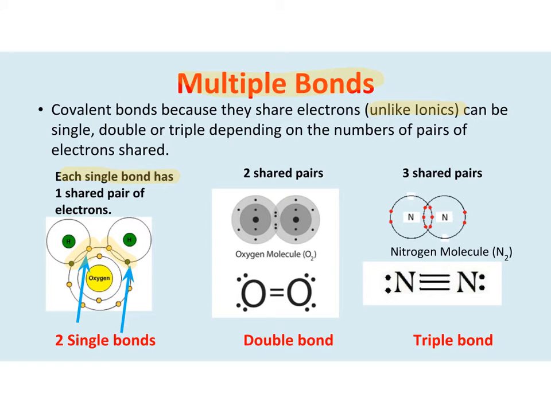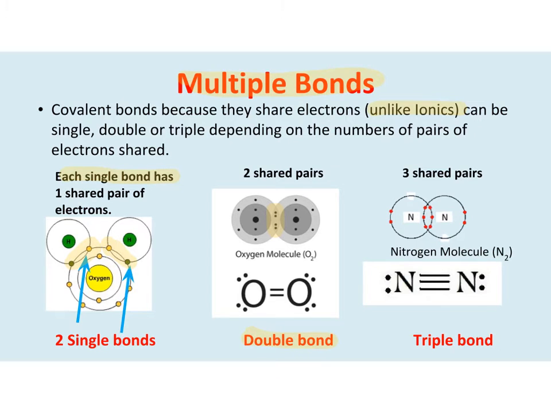Now, other molecules, so right here we're only sharing 2 electrons. Okay, that's called a single bond. But if you share 4 electrons, like over here in the middle one, like if you take an oxygen molecule, they actually have to share 4 electrons. Then we call that a double bond.